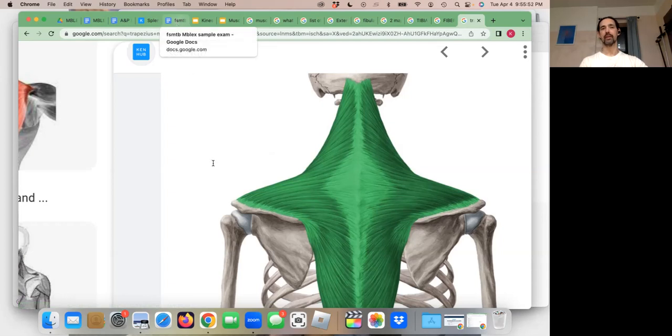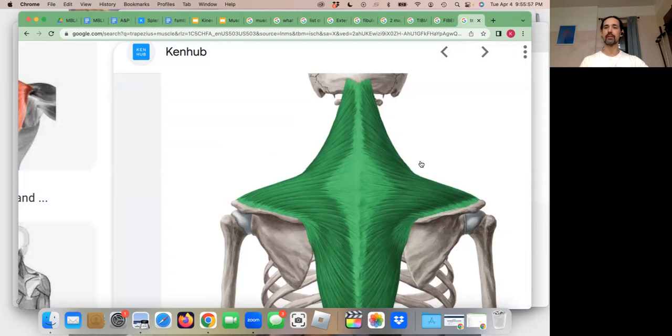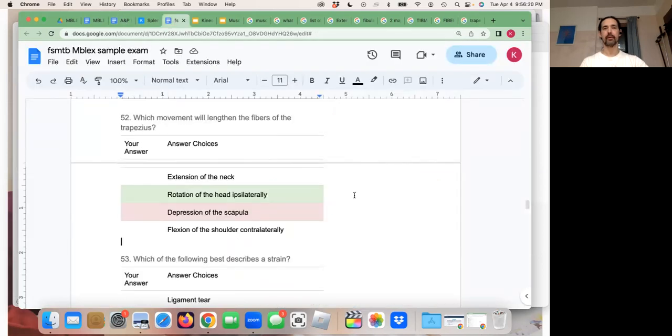And it turns out that that one is rotation of the head to the same side. So as you rotate your head to the right, the fibers of the middle trap lengthen. I didn't know that, but that's why we practice these questions. As you rotate your head to the left, the fibers of the left middle trap lengthen, and the fibers of the upper trap contract. So interesting. Okay.